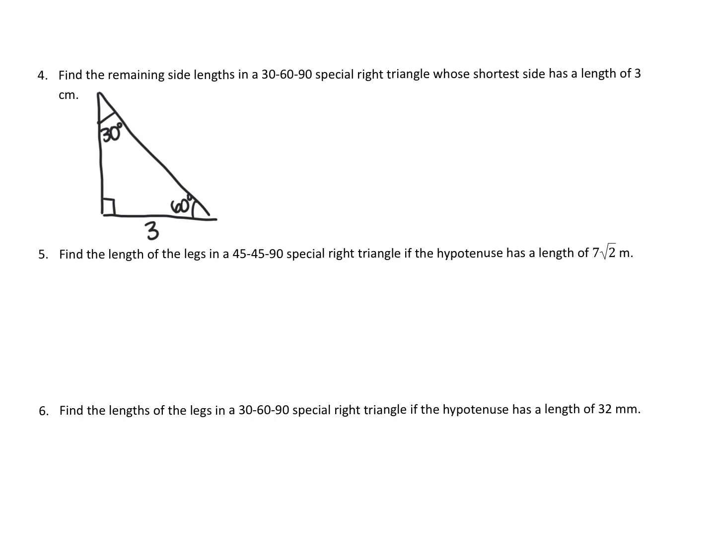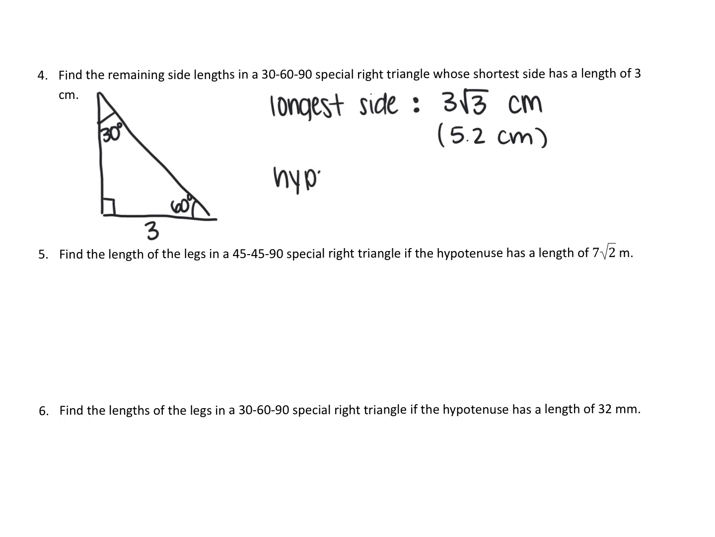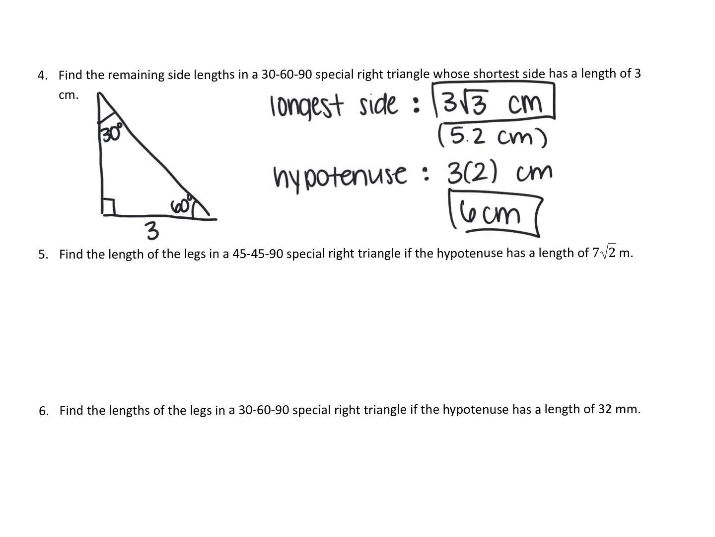So the longest side, you have to take your shortest side, 3, and multiply by the square root of 3. So it'd be 3 square root 3 centimeters. If you want to write that as a decimal, that's 5.2 centimeters. And then our hypotenuse is our shorter side times 2, so 3 times 2, which is going to give us 6 centimeters. So seems kind of scary, not so bad.